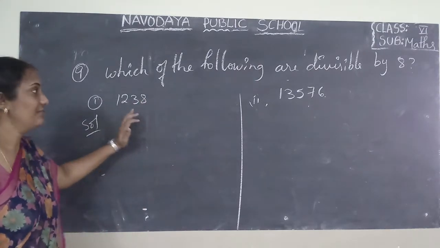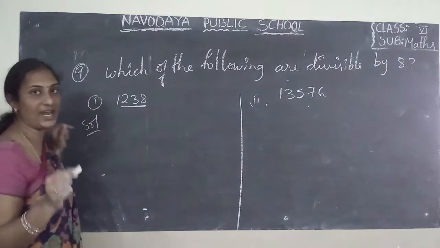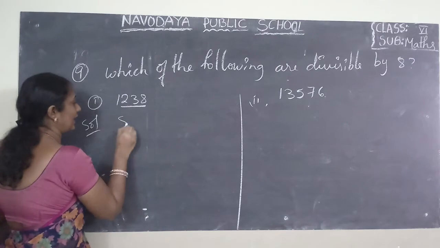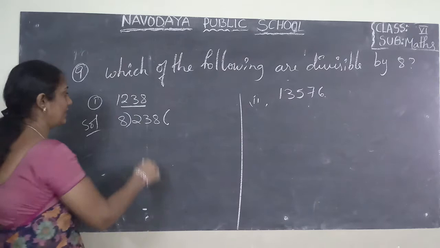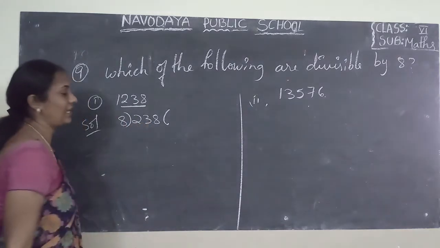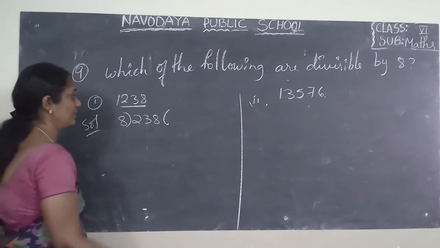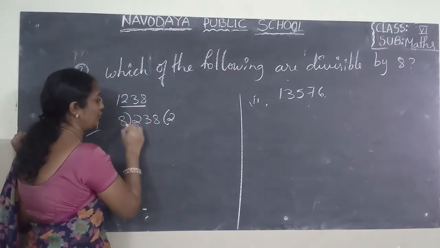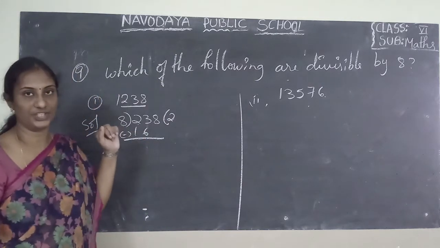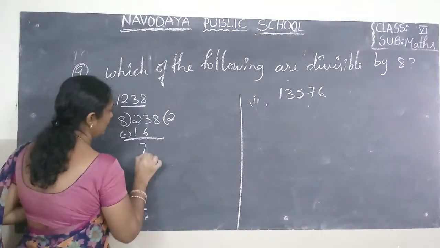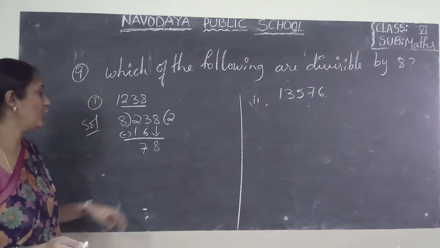We have to check. For the rule for 8, what do we have to take? Last 3 digits we have to divide with 8. Okay, divide with 8. 8 divided by 238. So, divide this number. In 8 table, 23 how many times? 8 ones are 8. 8 twos are 16. 8 threes are 24. 24 means how many times we have to take? 2 times, means 8 twos are 16. So, 23 minus 16, how much? 7. So, take 8 down.